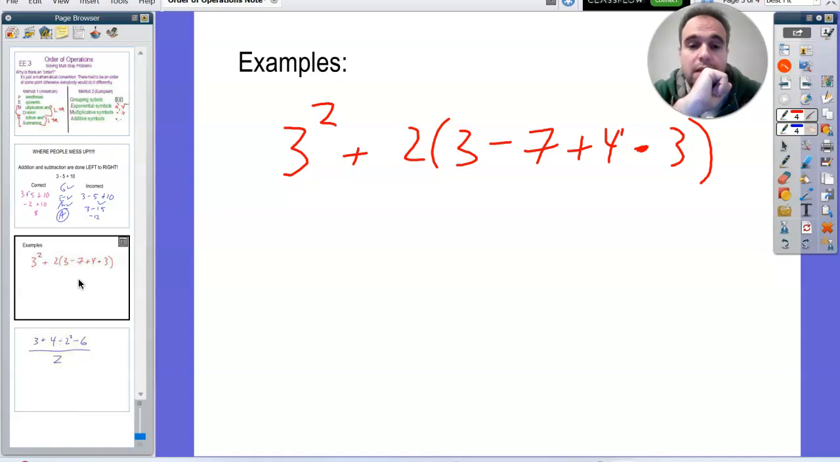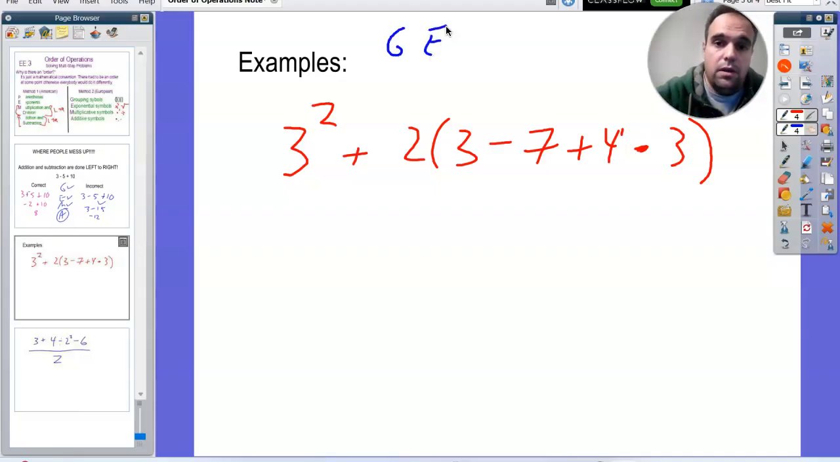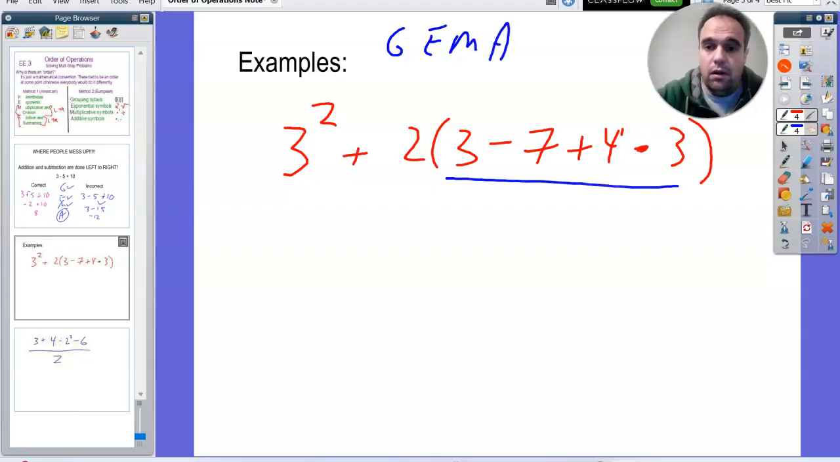So here we have 3 to the second power plus 2 times 3 minus 7 plus 4 times 3. Cool. So according to GEMA or PEMDAS, I'm just going to use GEMA because that's where my brain is. We do the grouping symbols. So that's all of this. Within there, I look for exponents. I don't see any. I look for multiplication. Yep, right there. 4 times 3 is 12.